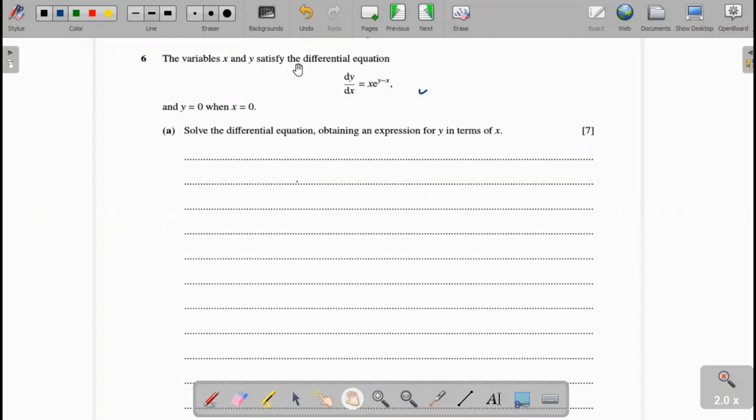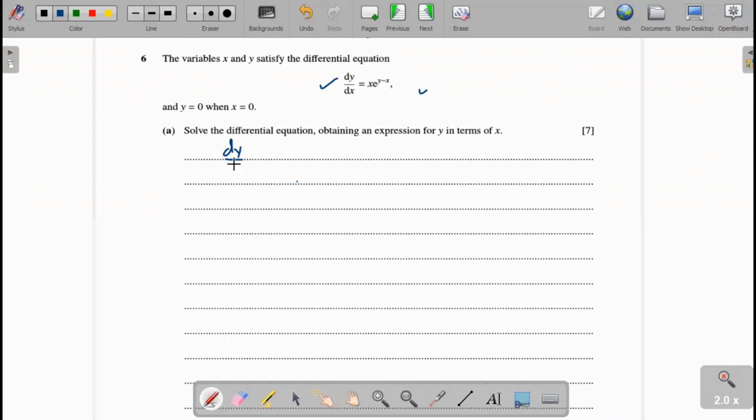Question 6. The variables x and y satisfy the differential equation dy over dx equal to x into e power y minus x. And y equal to 0 when x equal to 0. Solve the differential equation, obtaining an expression for y in terms of x. Now, to solve this, firstly we separate the variables: we shift the y variable from right to left side and the variable x from left to right side.